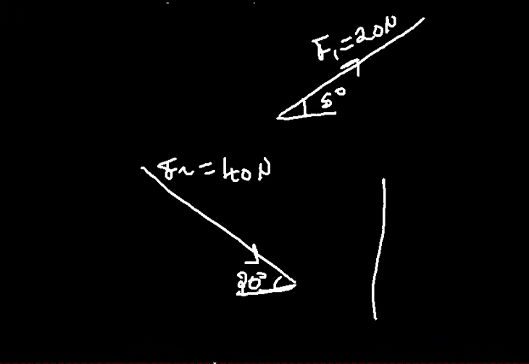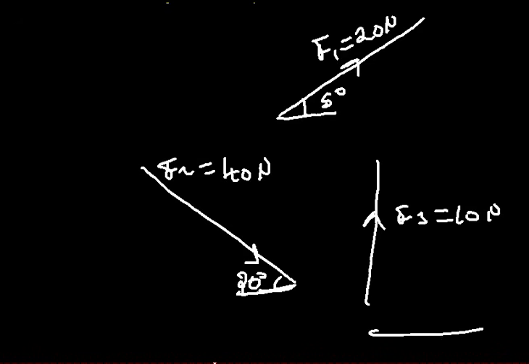And then we have another vector, let's say f3, that is acting in the y-axis, given as 10 newtons. And we also have F4, which is given at 5 newtons. Let's say that is the case. Find the magnitude and the direction of the resultant force if this is the case.